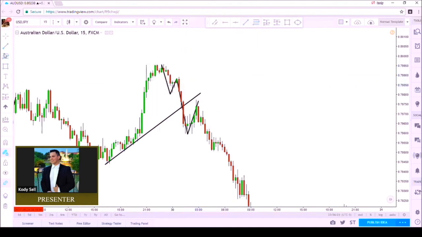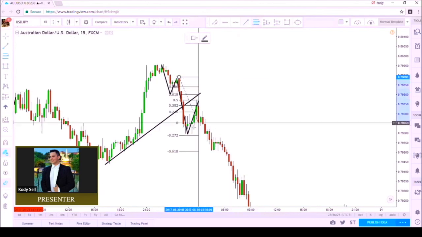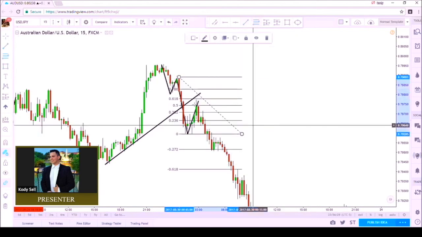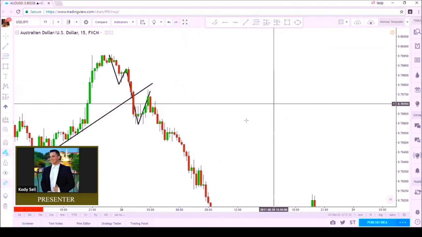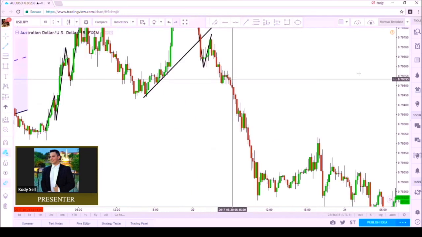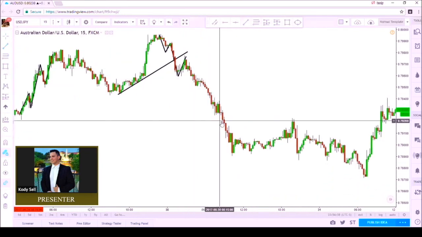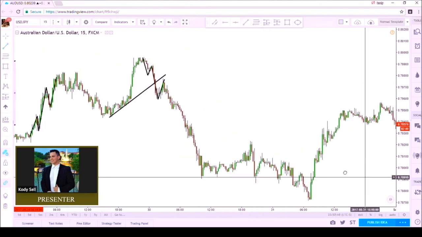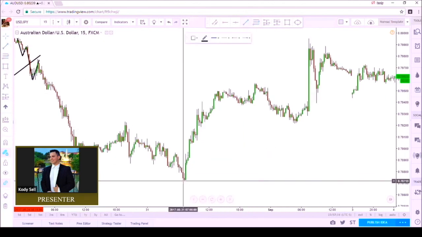Delete that. The next Fibonacci pullback, you're going to start here at the top of the swing, come down here at the bottom of this, pull it across. Boom, again, 50%. It's like magic. That is how you guys are going to be applying the Fibonacci to your chart. So if you're looking at this and you don't have clear swings, don't use it.